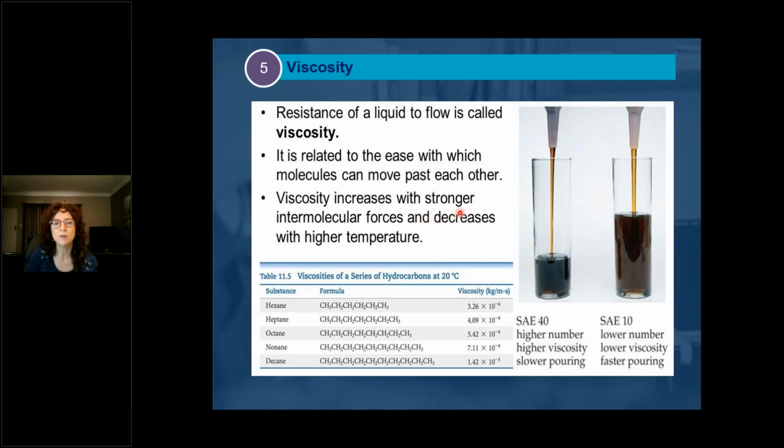Viscosity increases with stronger intermolecular forces and decreases with higher temperature. It is related to the ease with which molecules can move past each other. You will use this information when you have a question regarding why viscosity increases if we have strong intermolecular forces, and what will happen to the viscosity of, say, oil if we heat the oil. Then you have to explain it according to intermolecular forces.